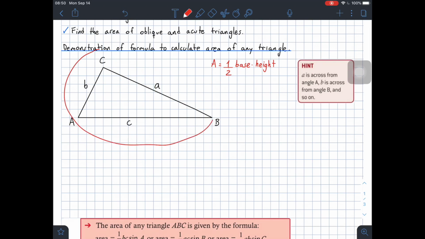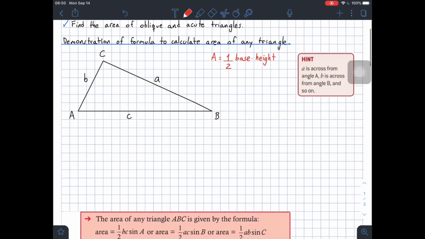Now, take a look at this triangle. This is a general triangle. It's not a right angle triangle. It's not an equilateral triangle or an isosceles triangle. It's a random general triangle, an escalene triangle.